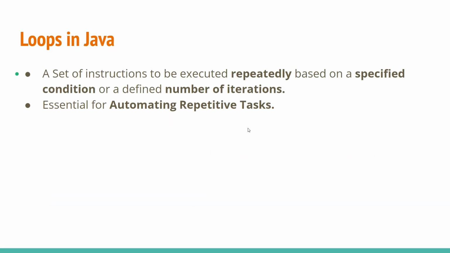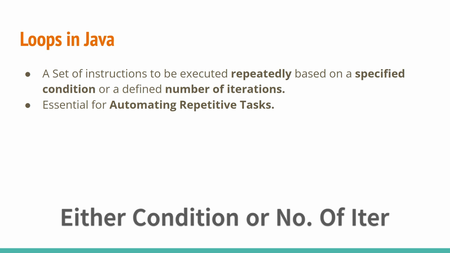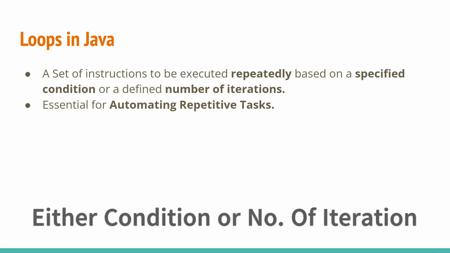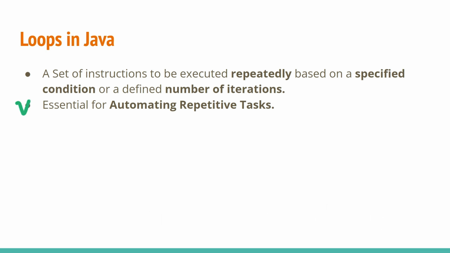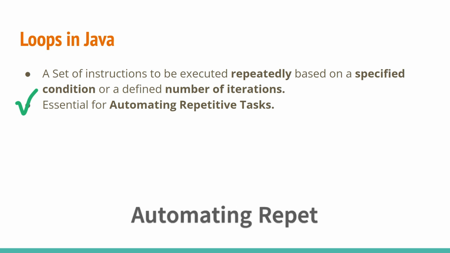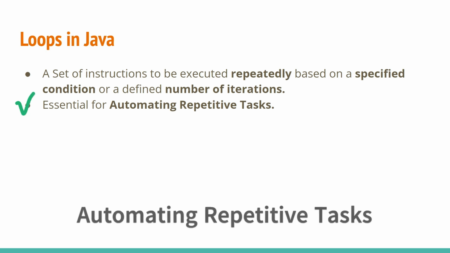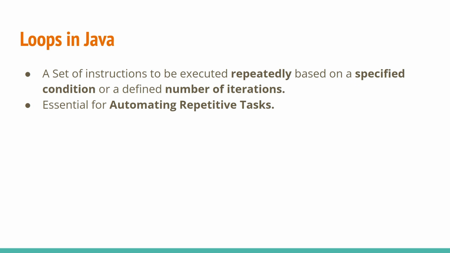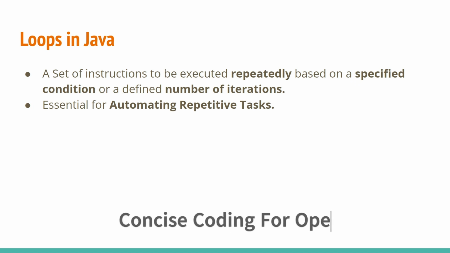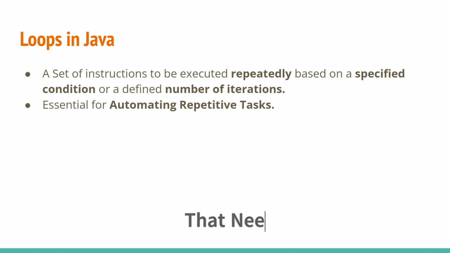A loop is a fundamental control structure in programming that allows a set of instructions to be executed repeatedly based on a specified condition or a defined number of iterations. Loops are essential for automating repetitive tasks and iterating through collections of data. They enable efficient and concise coding for operations that need to be performed multiple times.